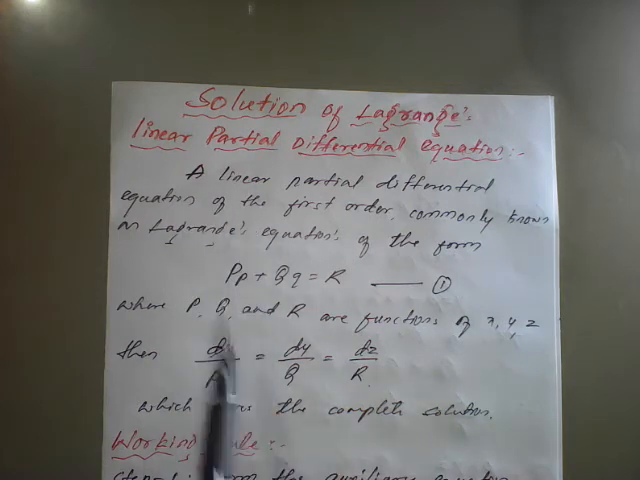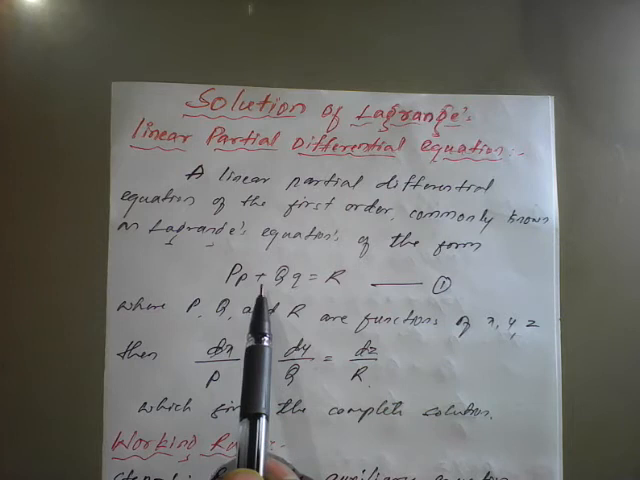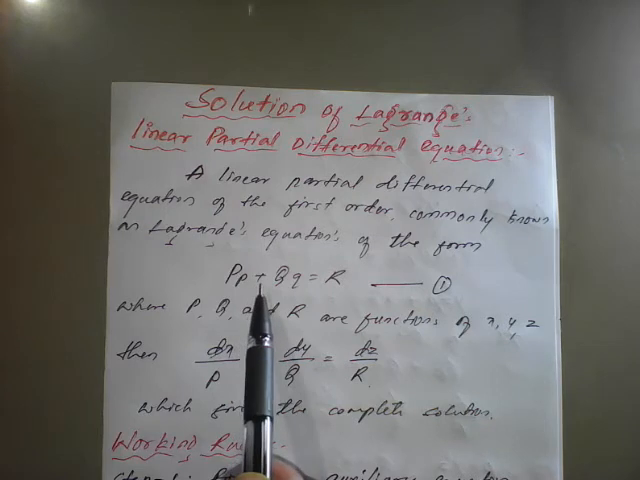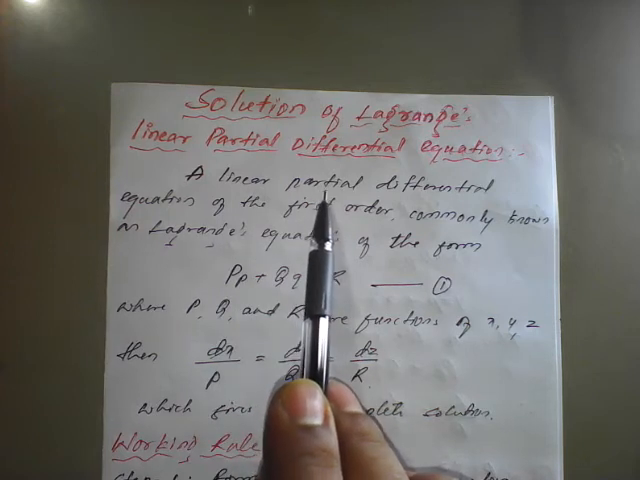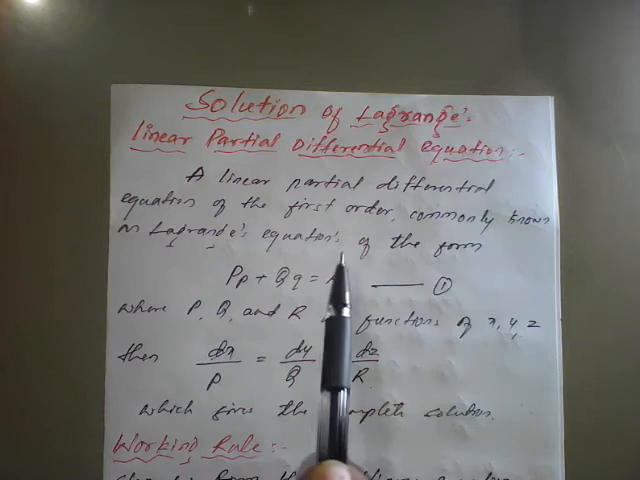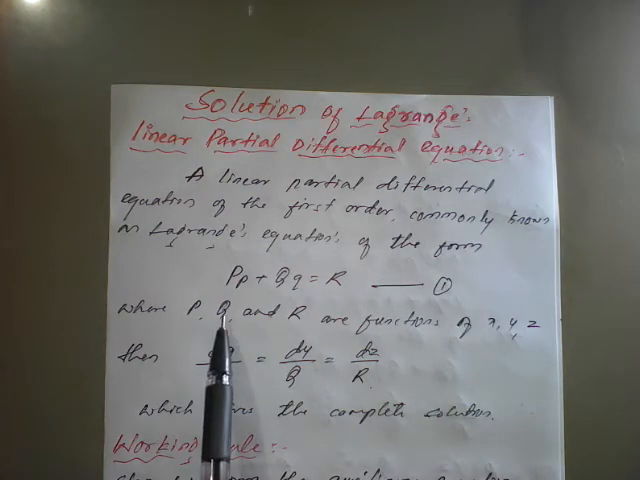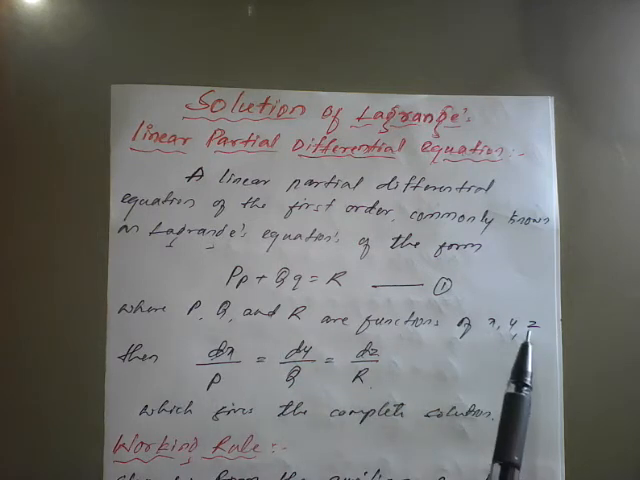Lagrange's linear partial differential equation has a standard form: capital P times small p plus capital Q times small q is equal to capital R. This formation is going to be called Lagrange's linear partial differential equation form. A linear partial differential equation of the first order is commonly known as Lagrange's equation. Here P, Q, R, all capitals, are functions of x, y and z.